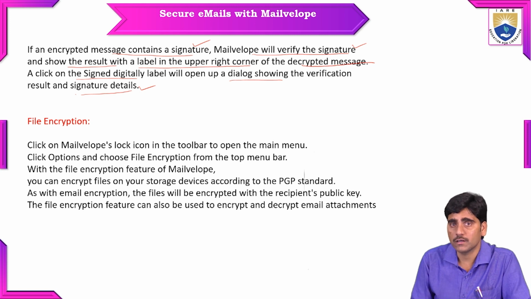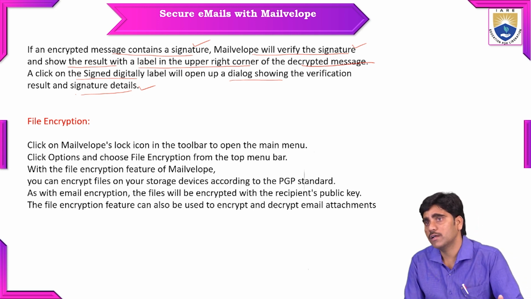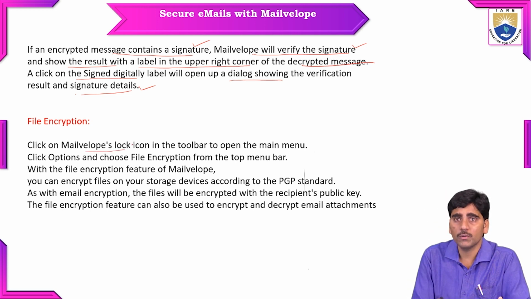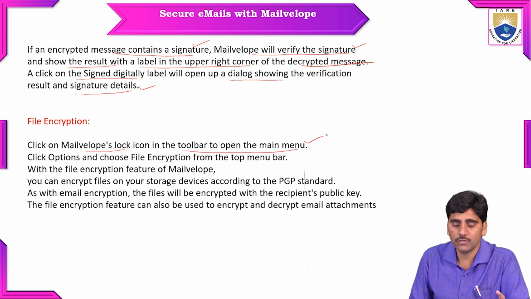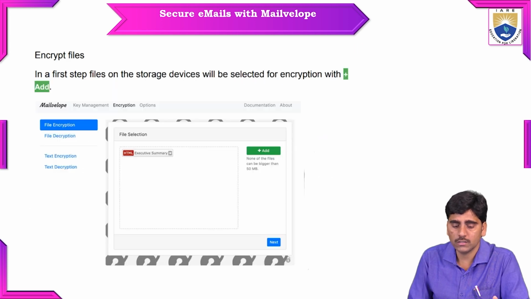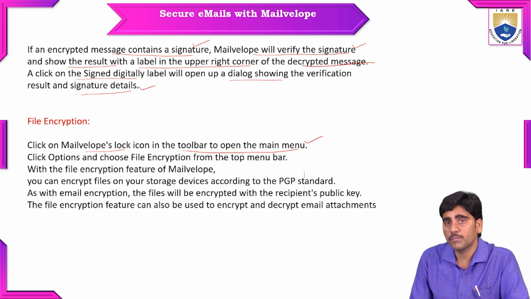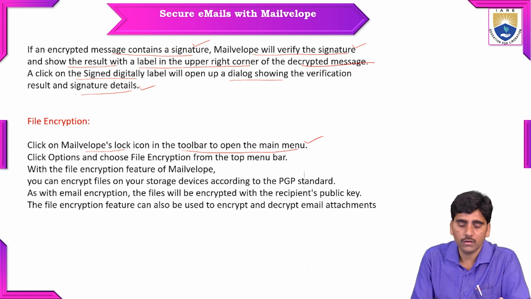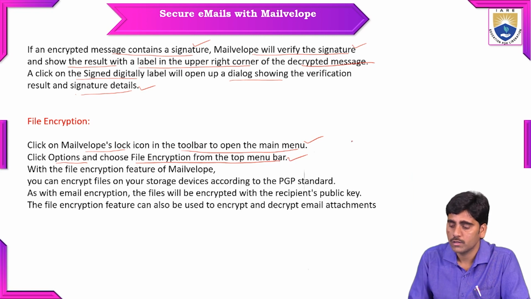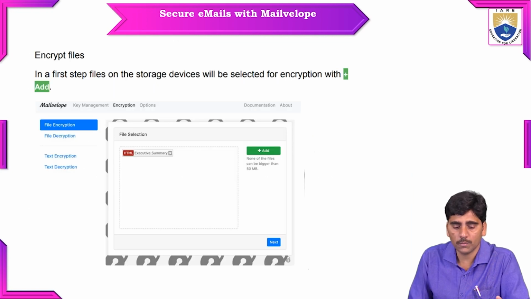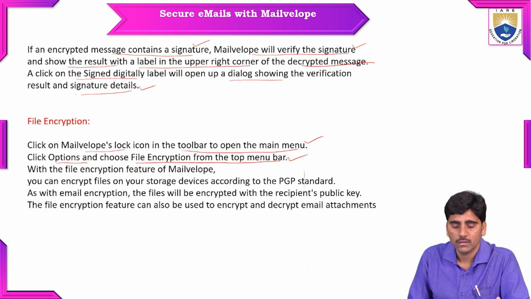Next, file encryption. Now message encryption is done. So how are we going to perform file encryption? Click on mail envelope's lock icon in the toolbar to open the main menu. Click options and choose file encryption from the top menu bar.